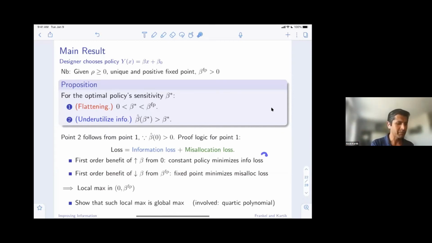That's the first bullet. It's not hard to see that you actually want to decrease your sensitivity from the fixed point, because, as I said in the previous slide, the fixed point actually minimizes misallocation loss. It's ex post optimal. So what you care about then is just reducing information loss, which you can do by reducing the sensitivity, reducing how much you use the data. And so this means that there will be a local maximum that's between 0 and the fixed point. And the heart of the work is ensuring that this local maximum is in fact a global maximum.